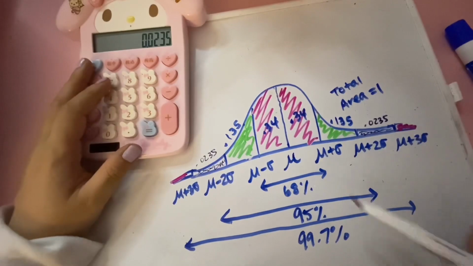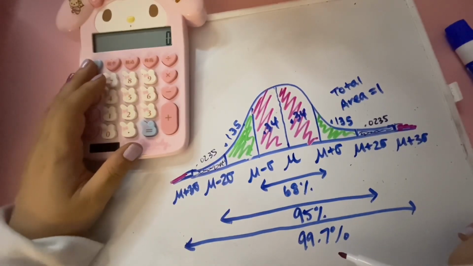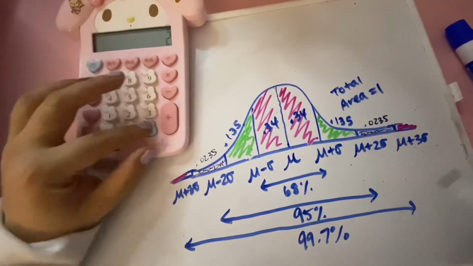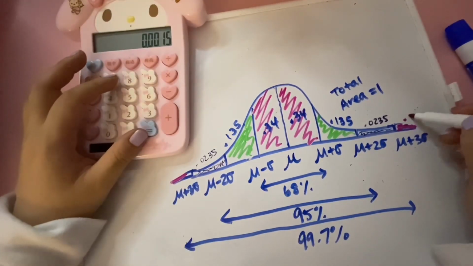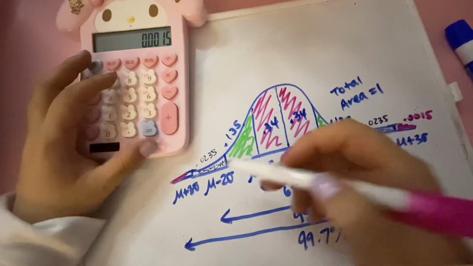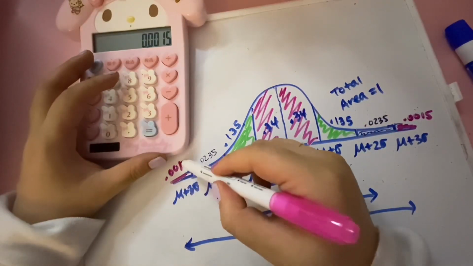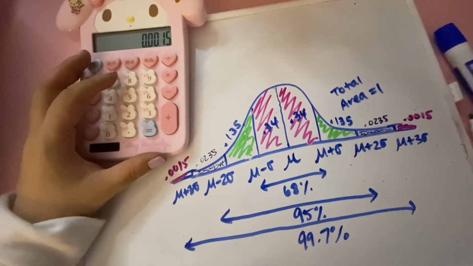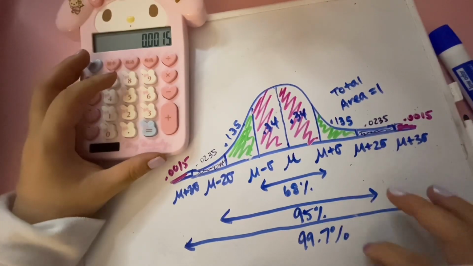And these two tails account for 0.3%. So that would be 0.003 divided by 2. So that would be 0.0015. So you see that these areas are getting smaller and smaller here. So that's what these percents mean.